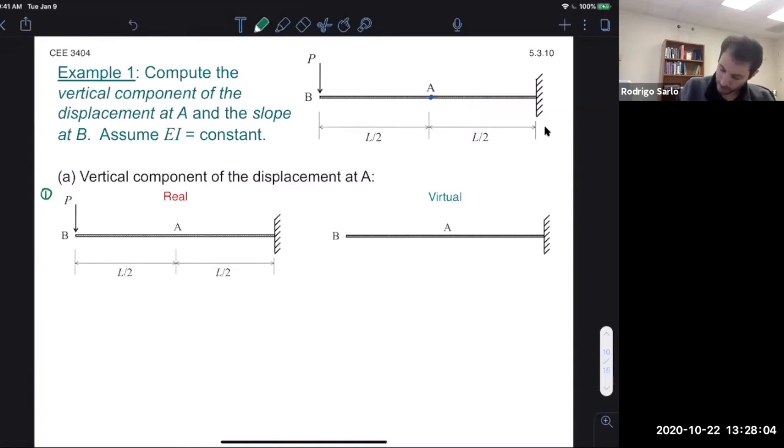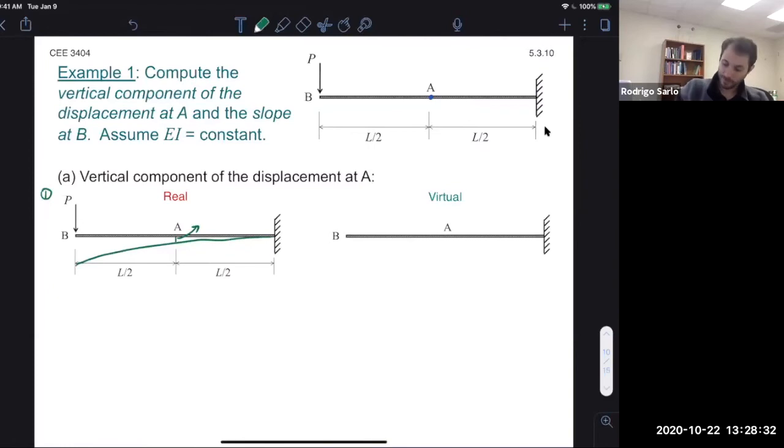So I'm going to start by drawing the deflected shape. No, that's bad. You know, it's really hard to draw on a tablet. You do these by hand much better. Okay, that's about as good as it's going to get.